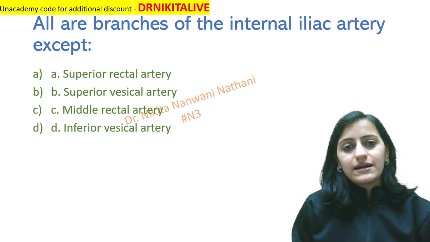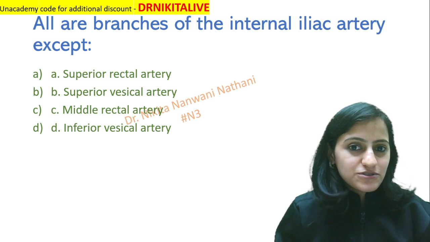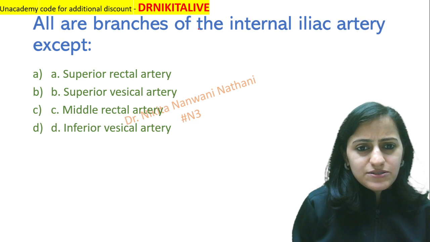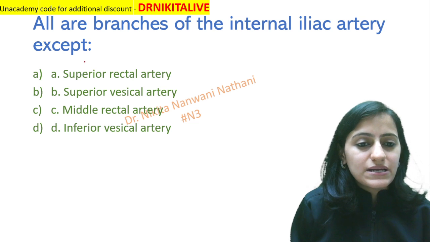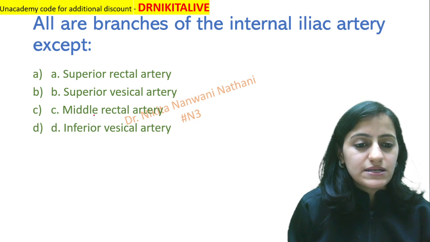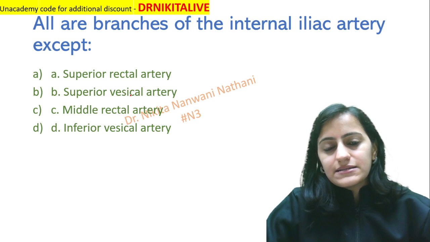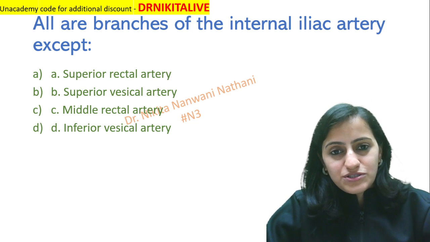So the internal iliac artery has an anterior division and a posterior division. What are the branches? Let's have a look at that. The question here is: all are branches of the internal iliac artery except superior rectal, superior vesical, middle rectal, or inferior vesical. So as we said, the internal iliac artery has anterior and posterior divisions.